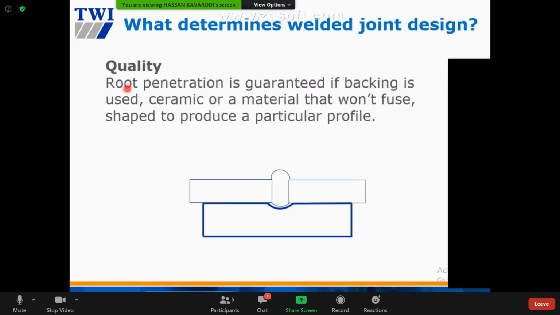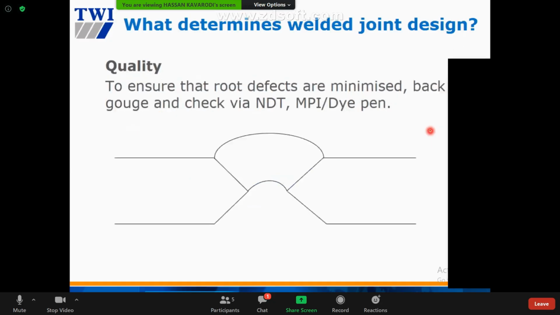Quality: in order to have a good quality root, normally we use backing like ceramic or material that won't fuse. This normally applies in SAW, all right? Other processes like TIG, MMA, normally they're not doing any backing, yeah? But SAW, normally you must have backing if there is open root, yeah?